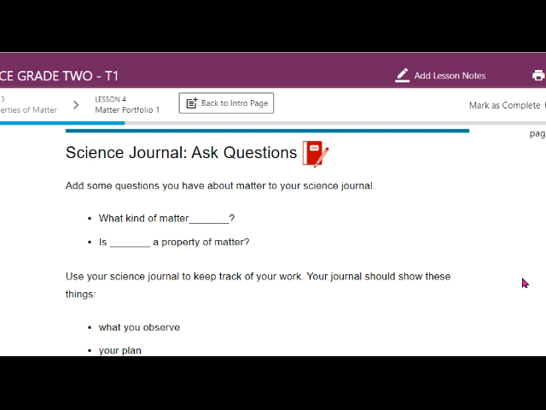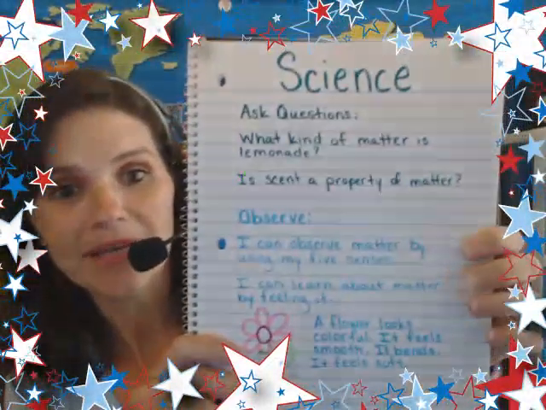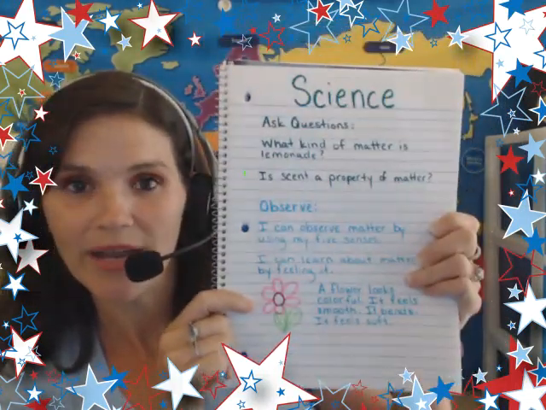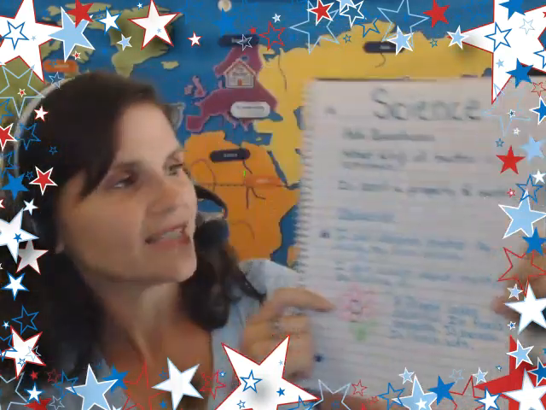Add some questions you have about matter to your science journal. Here are some sentence starters that can help you. What kind of matter blank? You could finish this sentence. Or is blank a property of matter? So I used these question starters to help me begin my science journal. Remember, your science journal might not look exactly like this. That's okay. You're still going to follow the same process.